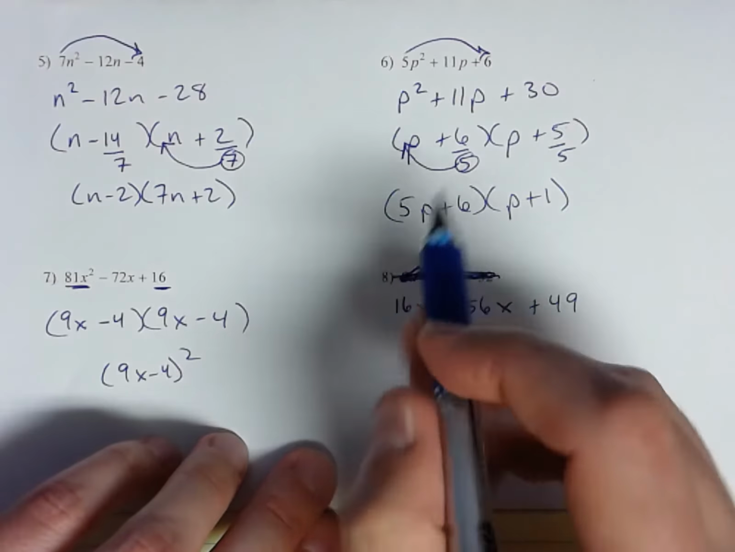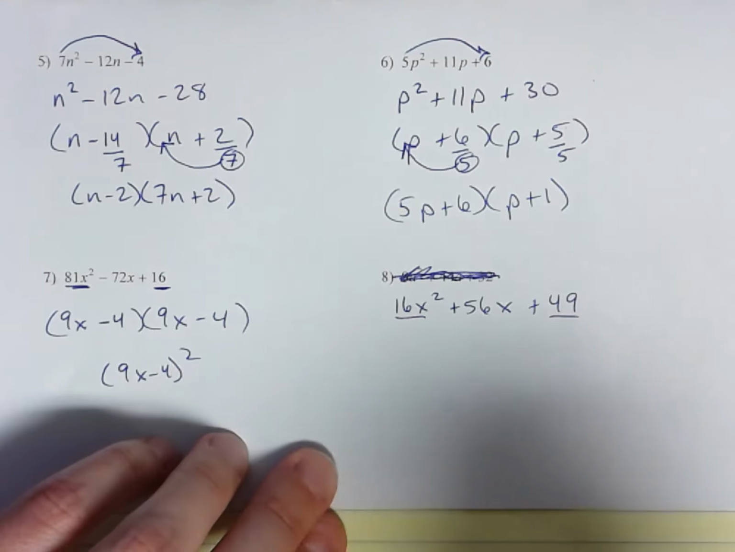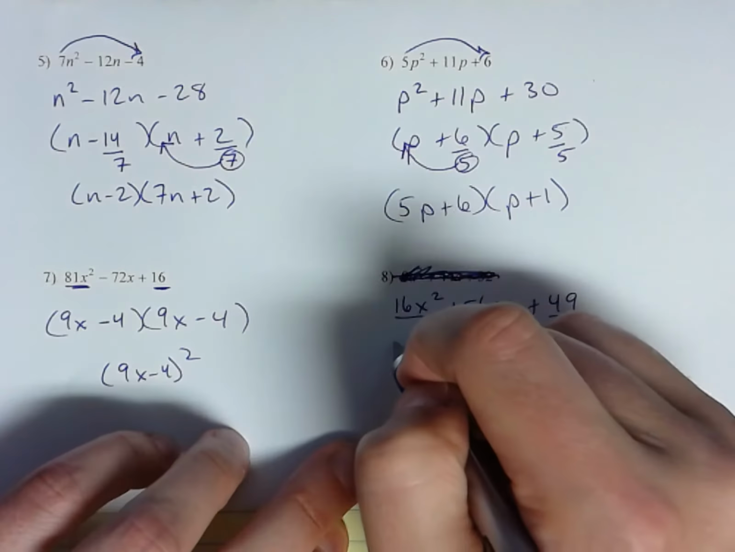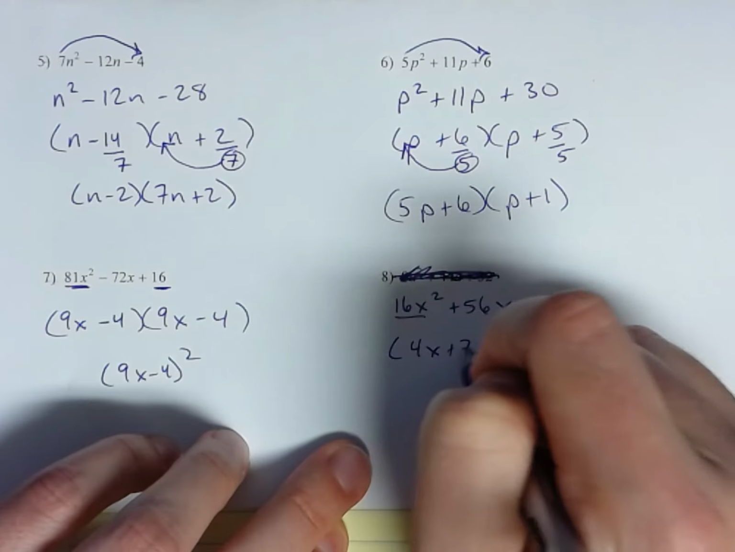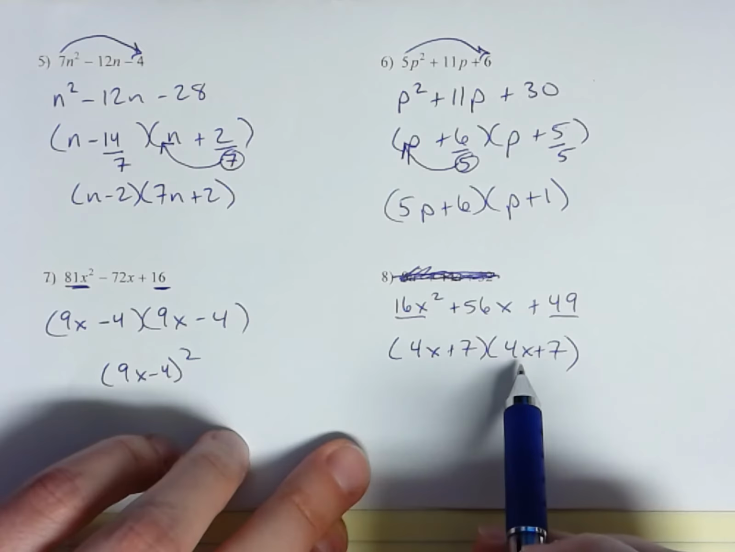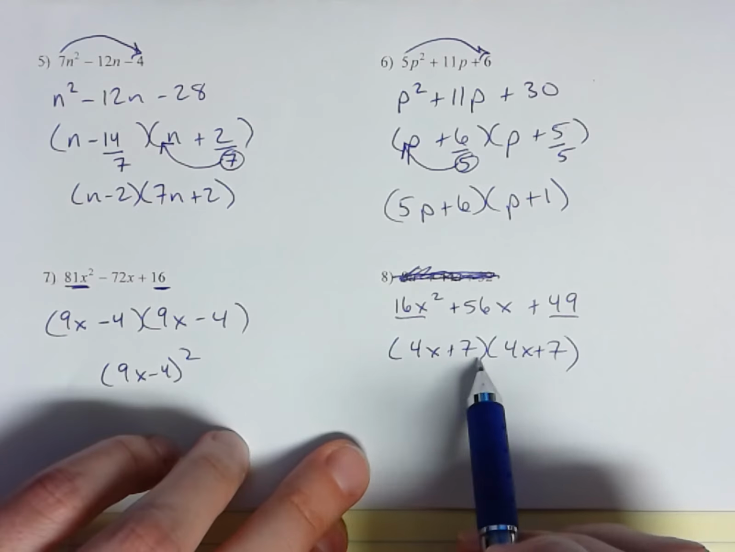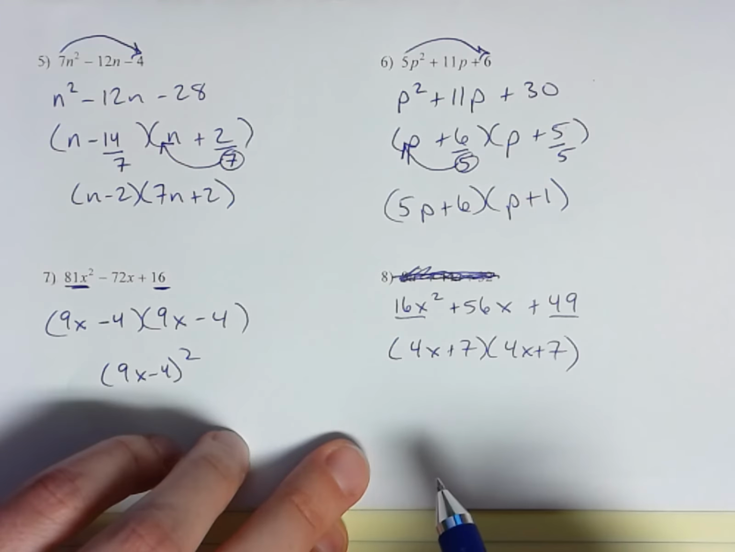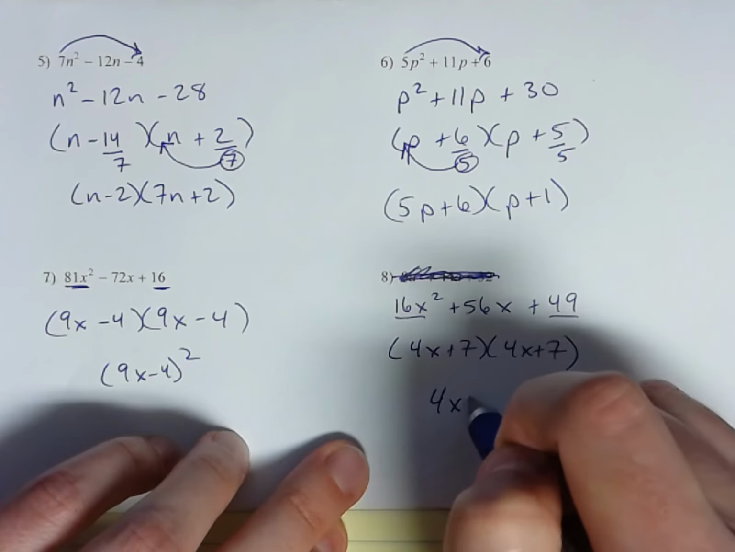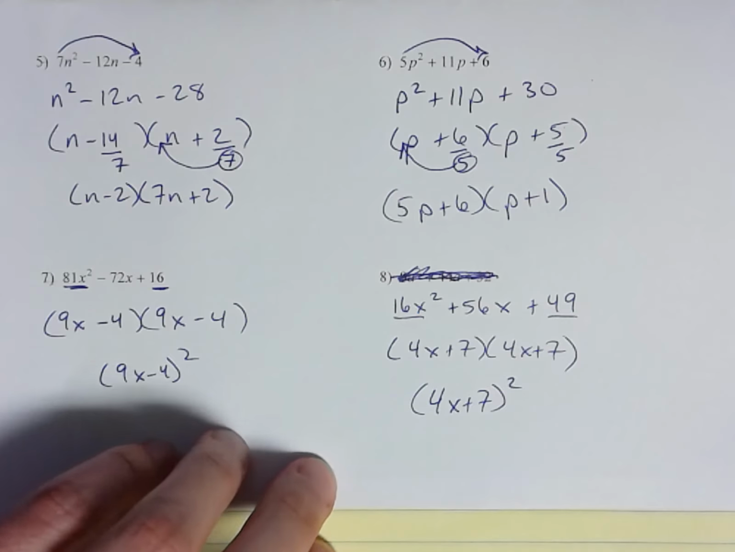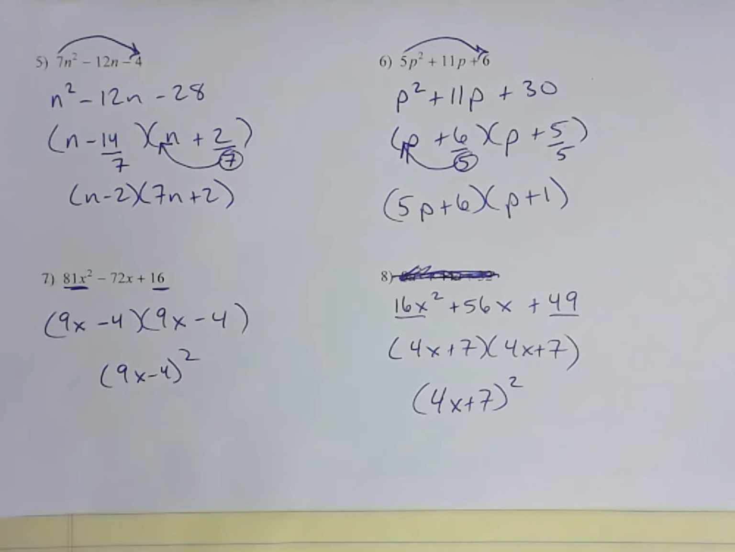So, 16, 49. Hey, those are both perfect squares. This would be 4x. This would be 7. So I get 4x plus 7, 4x plus 7. Let's see if that works. 4x, 4x, 16x squared. 28x plus 28x, hey, that's 56x. 7 times 7, hey, that's 49. So if you want, you could write 4x plus 7 quantity squared. Okay, I know that's kind of quick, but try to give an overview of some different problems there.